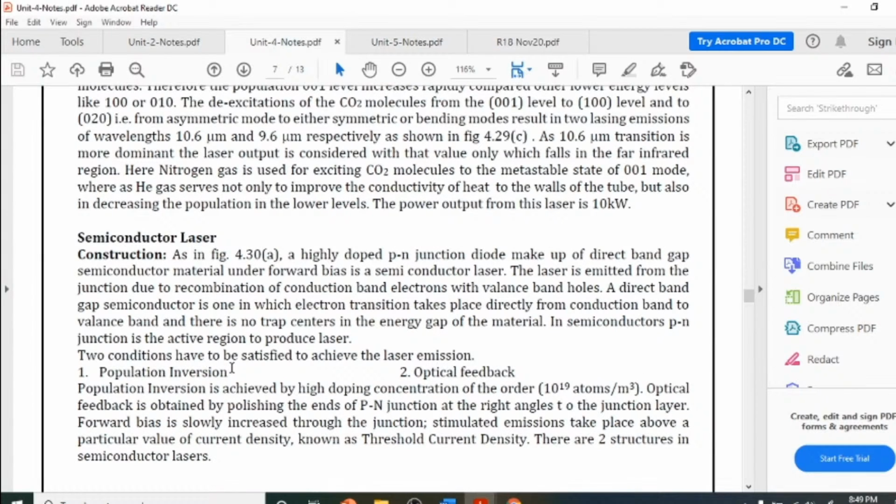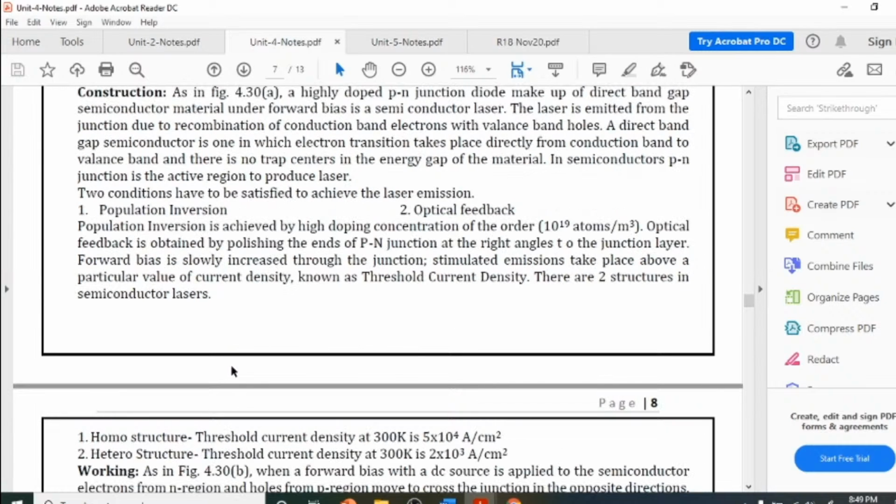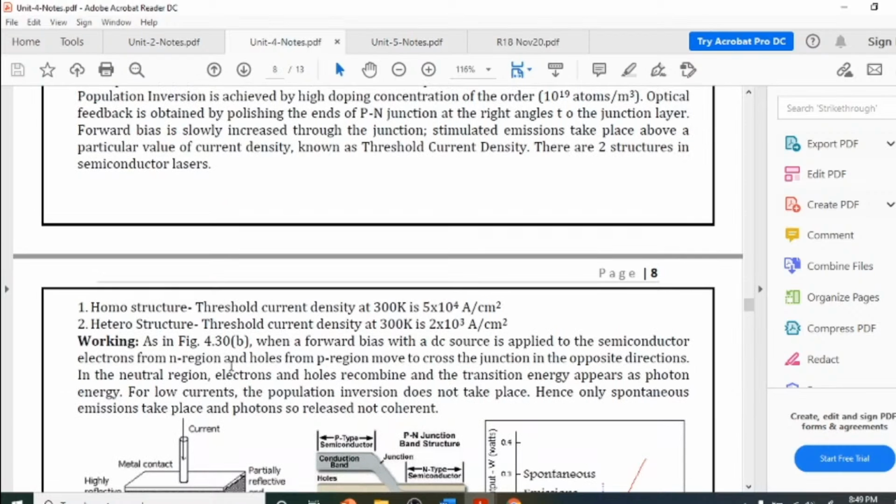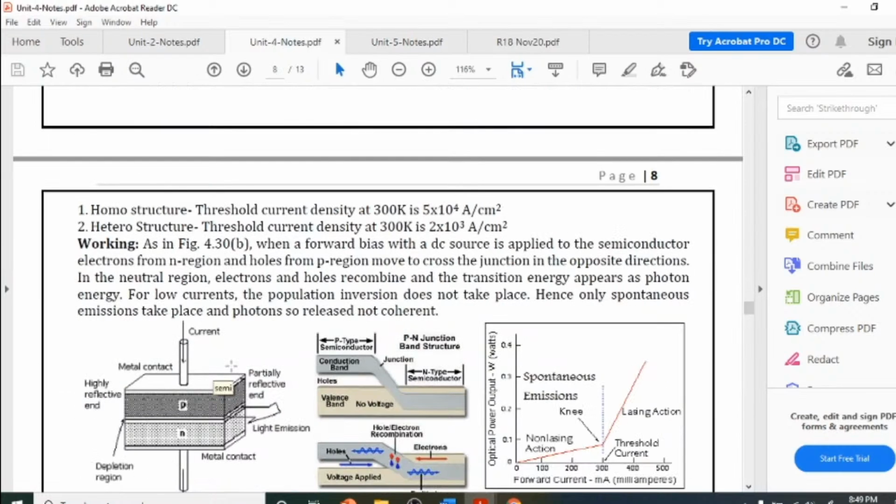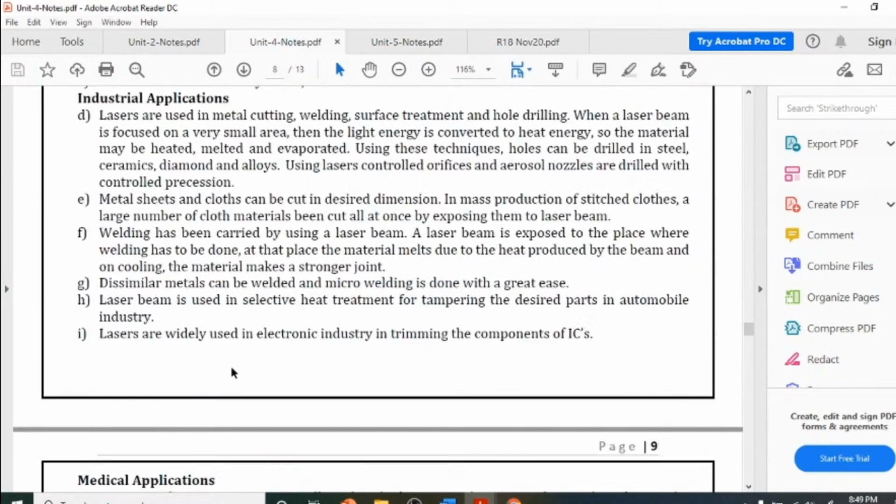Apart from that, there is the semiconductor laser which you have in your third unit, but I have just furnished it in the fourth unit. You can prepare the semiconductor laser also. If the question comes from the third unit on semiconductor laser, you can write it down. If not, you just leave it like that. Okay, and then you need to have the applications of lasers.